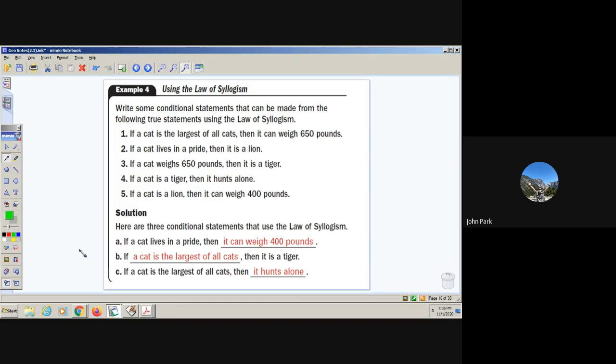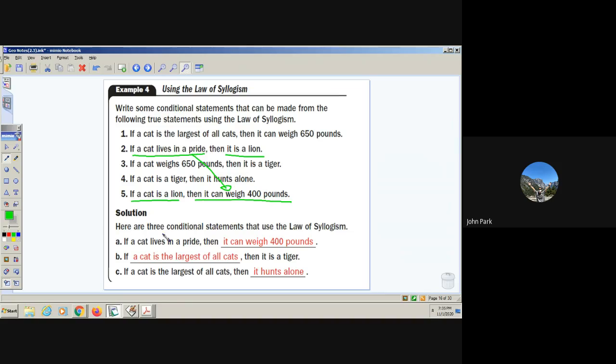So if I start with, if a cat lives in a pride, then it is a lion. But then I look for a lion right here, so I skip the lion part. So if a cat lives in a pride, then it is a lion. If it is a lion, then it weighs 400 pounds. Notice I'm making the jump from the beginning to the third part by skipping the lion part. That is using the law of syllogism, when you make that jump to skip the same phrase or sentence in the middle.